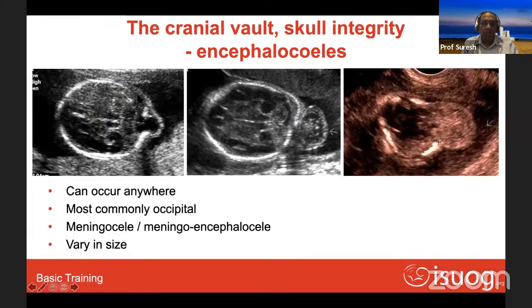Now, the next is we need to look at the integrity of the cranial vault. As you keep eyeballing, as you go around the skull, you reach a point where there's a disruption of the skull, and at the point of disruption, you see something protruding out. Here, this is a clear cystic space. And here, there's not only something protruding, but there's also some contents inside. So this is an encephalocele, which is only the membrane, the meninges, that has come out. And here the brain matter is also herniated. Now, encephaloceles can occur anywhere. Most common is occipital. It could be a meningocele, as you see here, or a meningoencephalocele, as you see here. And they can vary in size from small to very large.